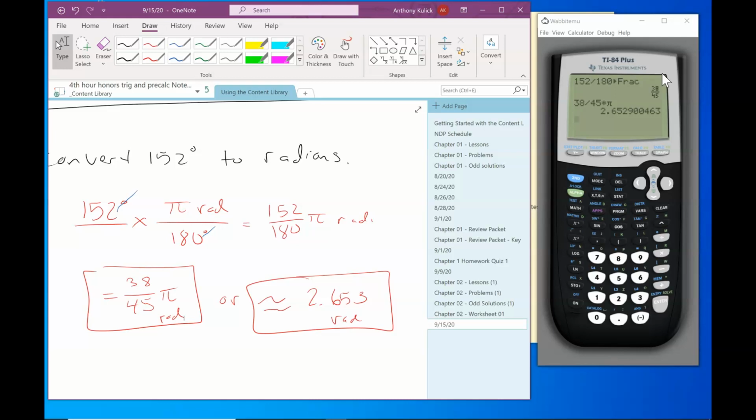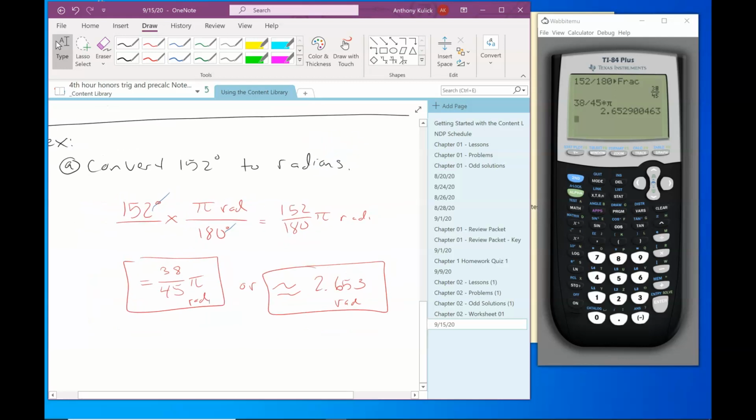Everybody happy with that? So in general, we'd prefer the exact answer, the one with the pi in it, as opposed to the decimal approximation, unless you're asked specifically for the decimal approximation. I would prefer you just give me the fraction in terms of pi. Okay?